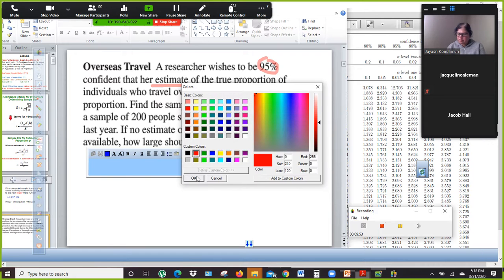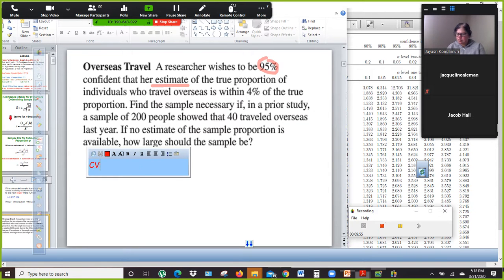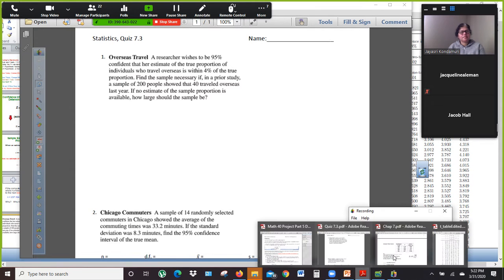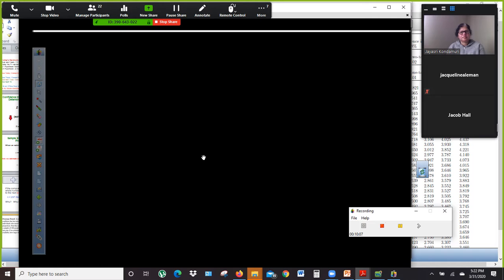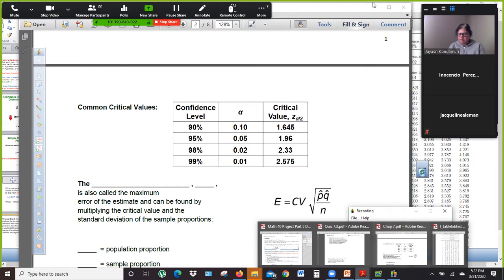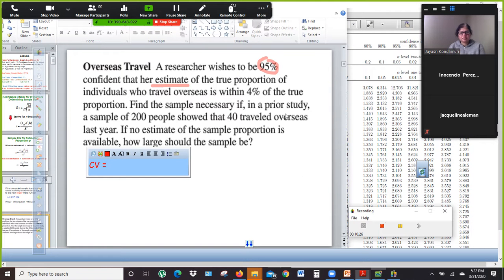The critical value for a 95% confidence interval, I look it up on my handy-dandy table, right here. The 95% confidence level would be a critical value, also called Z alpha over 2, but remember, it's a lot easier to think of it as your critical value is 1.96. So my critical value is 1.96.